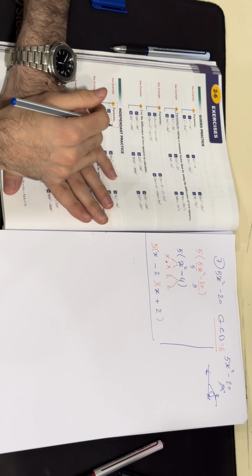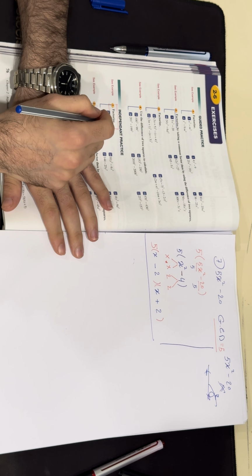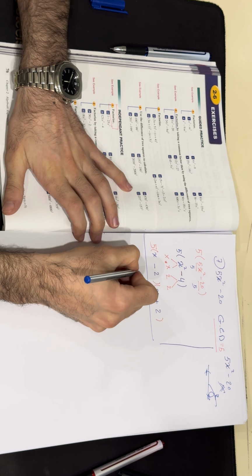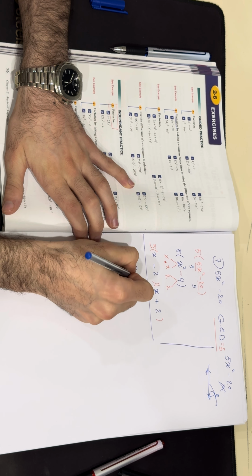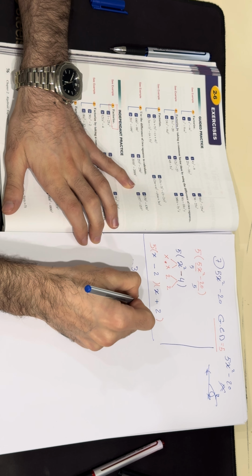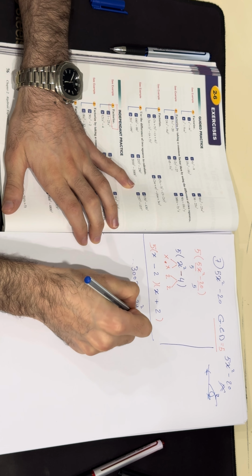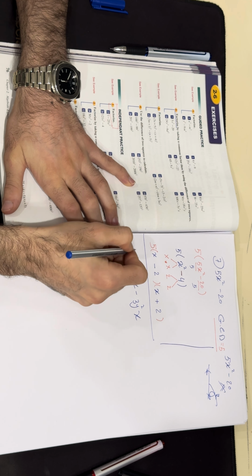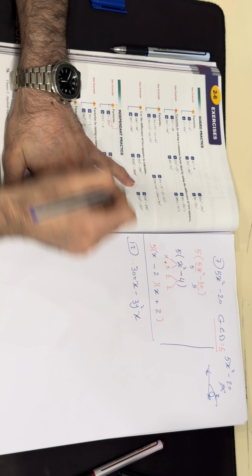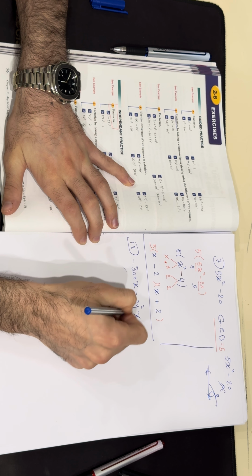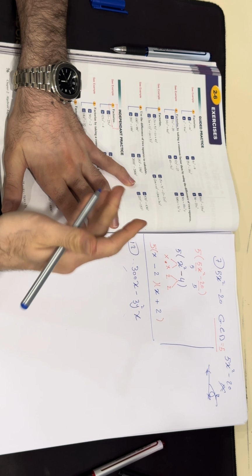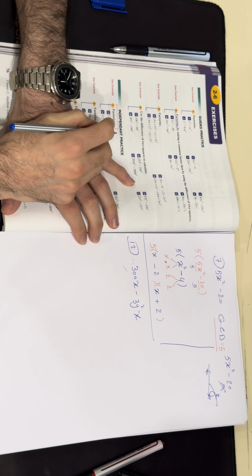Now let's solve one more question. What if I have, let's make it a little bit bigger, 300x minus 3y power 2x. So if we take a look, it's question number 12. Now if we take a look at this question, I cannot change this one to 2 numbers because we don't have any number that if you multiply by itself equals 3.